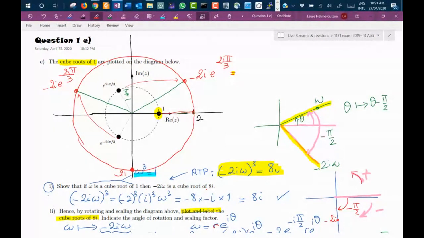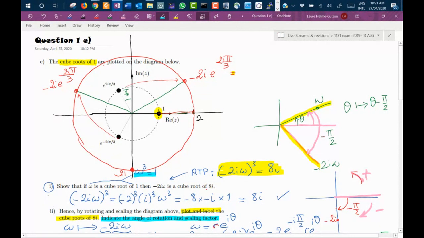Yes. So I understand the part where you know that from the value -2i w, and then from that you can find the modulus and the angle of rotation. But I'm confused about the question's wording. What I would have done in an exam situation is just plot that onto the graph without the rotation part. Oh, yeah, but here it says indicate the angle of rotation and the scaling factor.